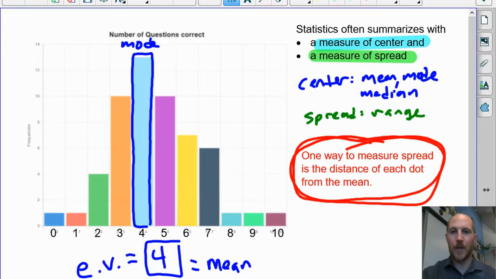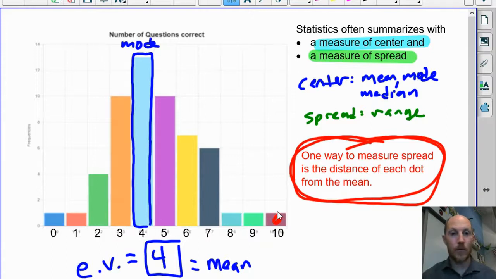If we were to take any given data point, so let's just say the person that got 10 answers correct, then we'd subtract to find the distance of that data point from the mean. So 10 is 6 spaces away from 4.